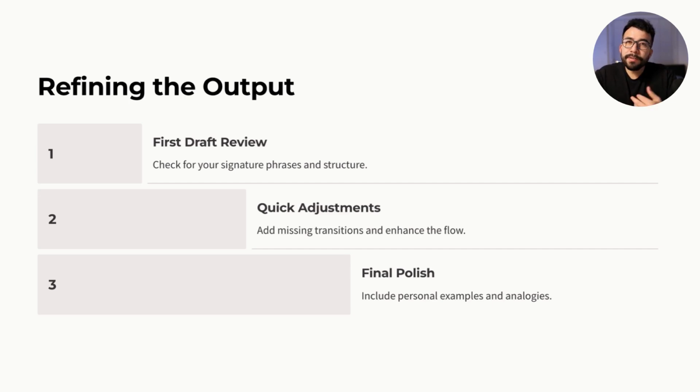So once you do a first draft review of your sample, you're gonna just wanna check for any signature phrases and structure. Does everything look good? Do you need to make any adjustments? And then from there, see if you can enhance the flow of your content output, and then do any final polishes. So once you start to see what is incorrect or wrong about your sample, go ahead and have Claude or ChatGPT fix itself by prompting it.